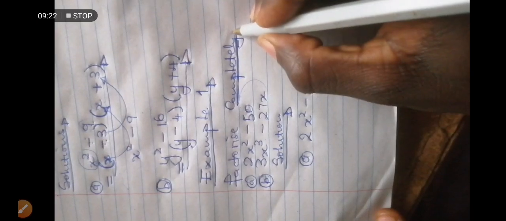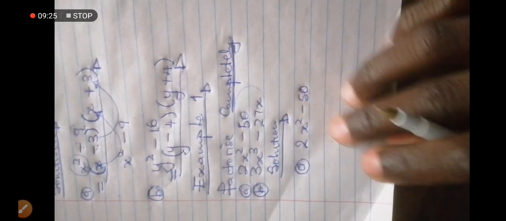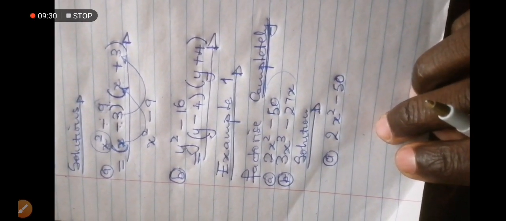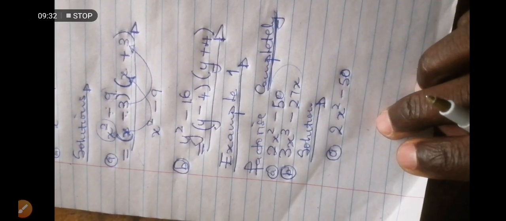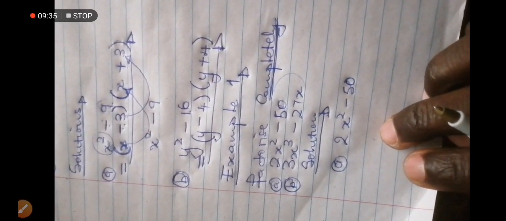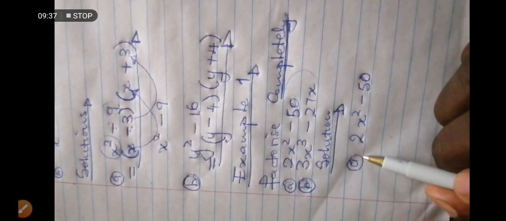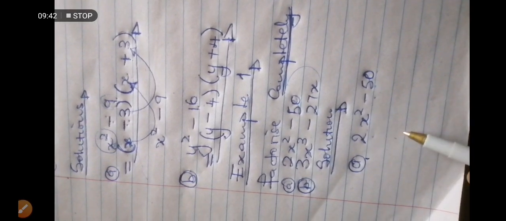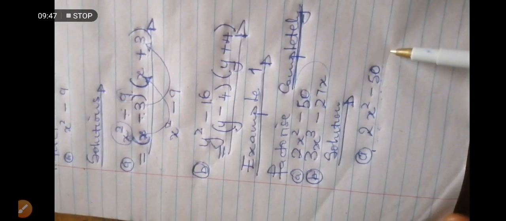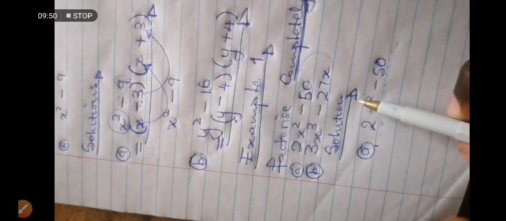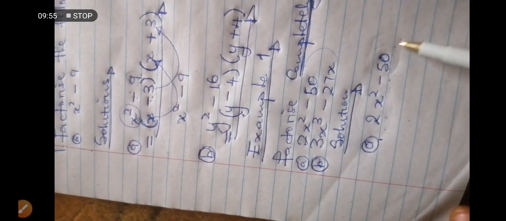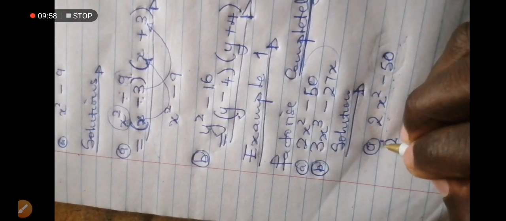Mostly when they say completely, it means first of all, check. Before using this method of difference of two squares, check if there is a common factor so that you factor out the common factor. As you can see in this question, there is a common factor. I mean the number that can be found in this one and also in this one. Which number can divide 2x squared and also 50? It is 2. That is the common factor.